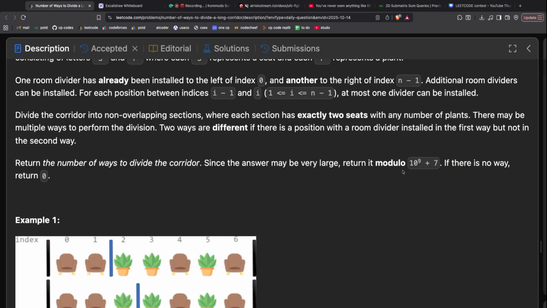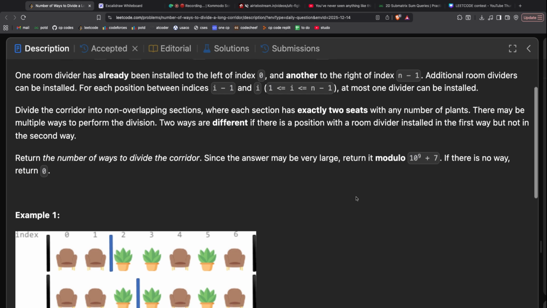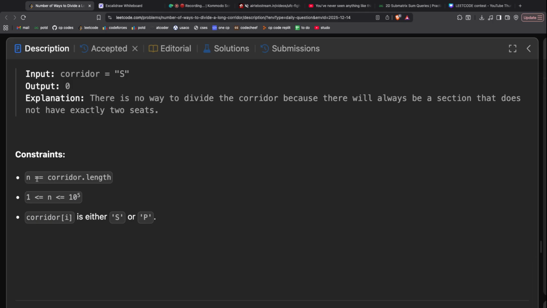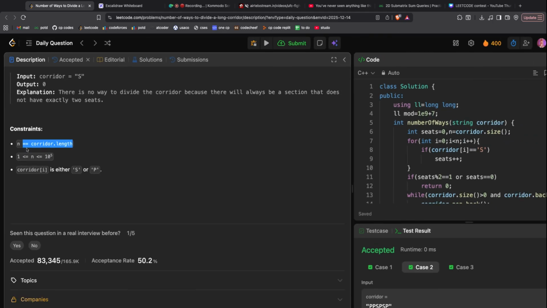Since the answer may be large, return it modulo 10^9 plus 7. If there is no way, obviously return 0. So the constraint is that n, the corridor length, is around 10^5.